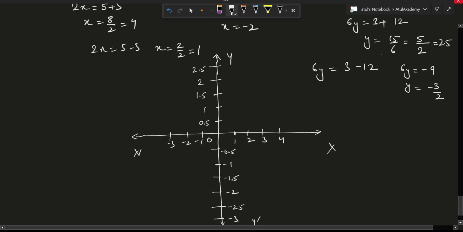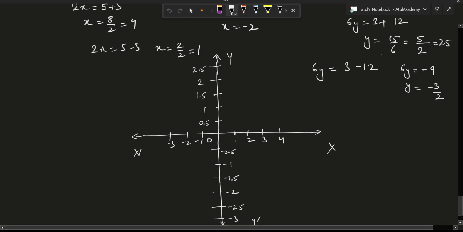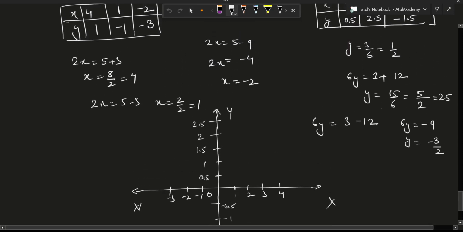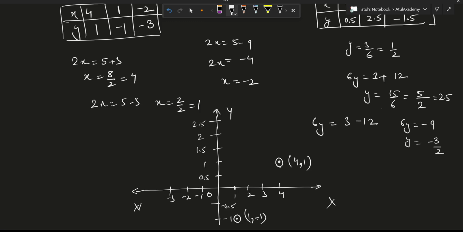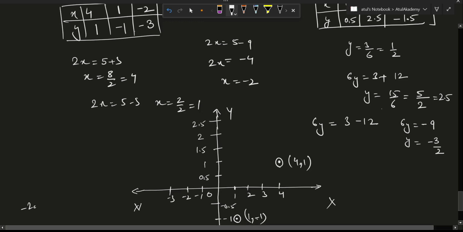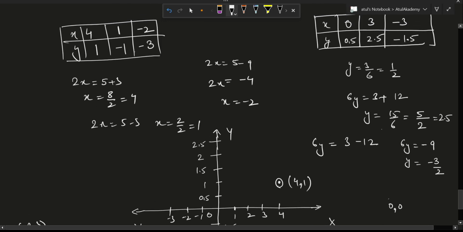Now let's plot them. I have the points as 4, 1. So 4 and 1 is the y over here. Then I have 1, minus 1. Then I have -2, -3. -2, -3 is below. Let me write it, then I'll plot it. And on this side, the points are 0, 0.5, 3, 2.5, and -3, -1.5. So let's now plot them.